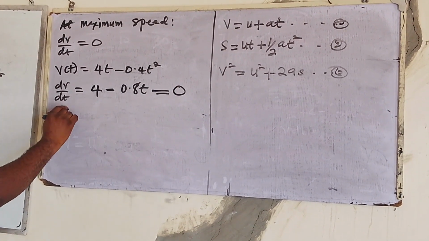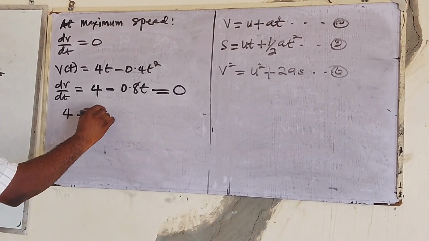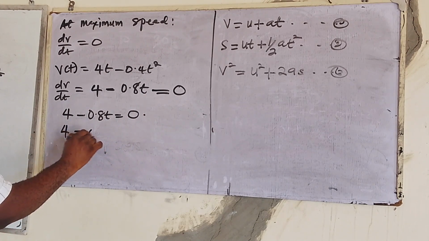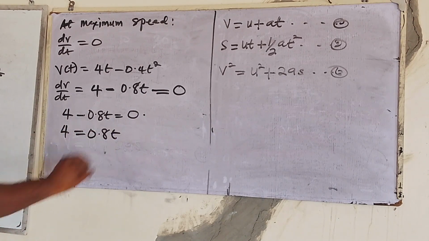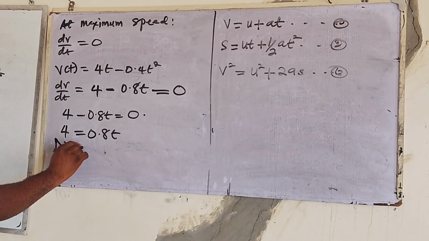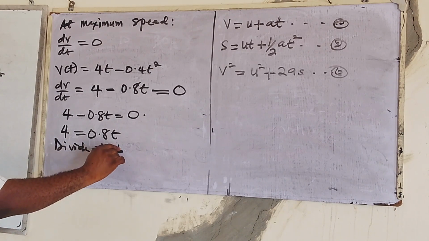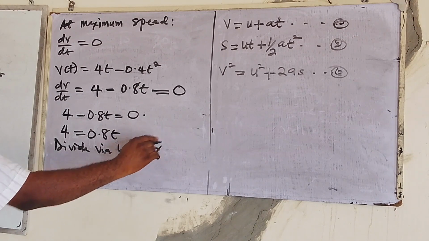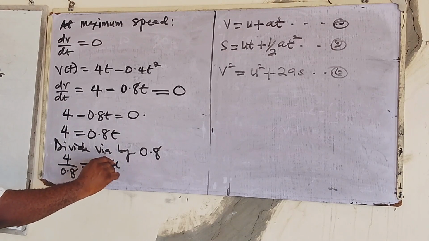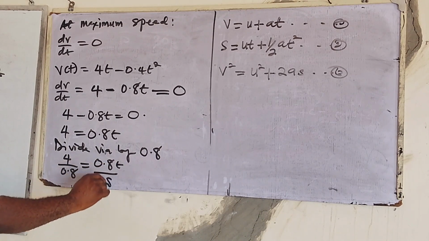So it means 4 minus 0.8t is equal to 0. Now it means 4 will be equal to 0.8t. Now to get the value of t, we divide through by 0.8. So here we have 4 all over 0.8 is equal to 0.8t all over 0.8.